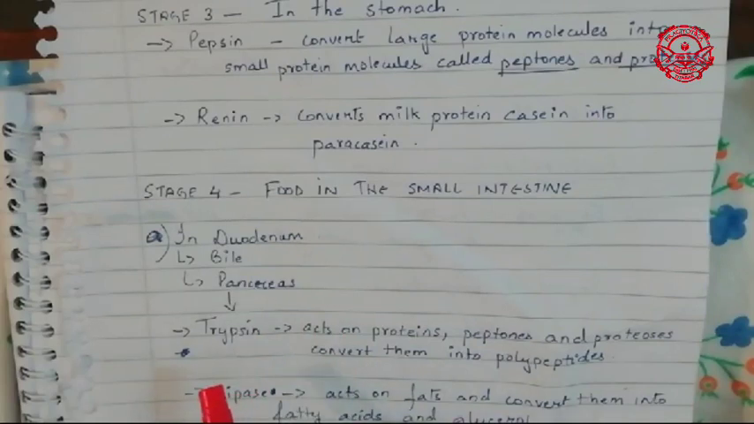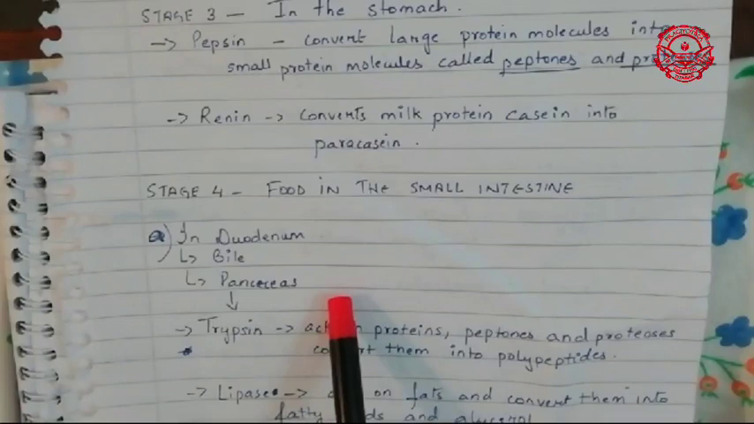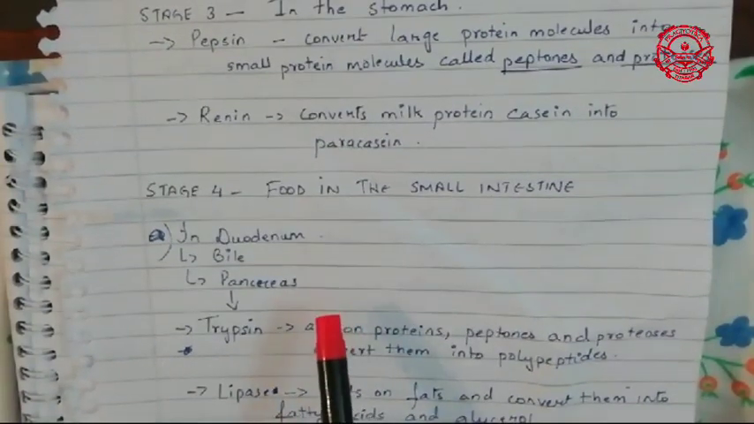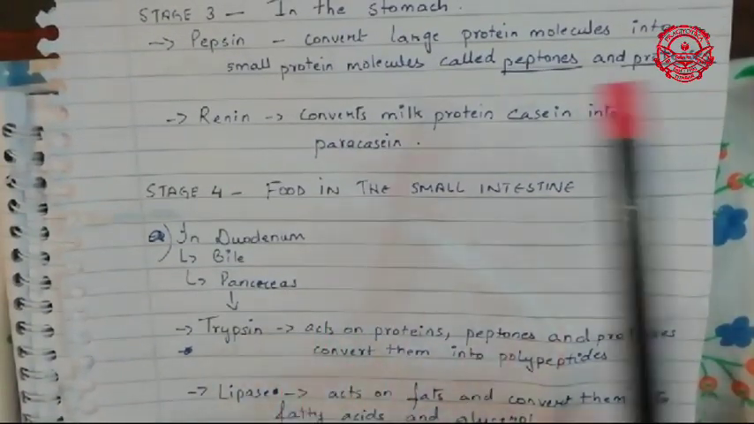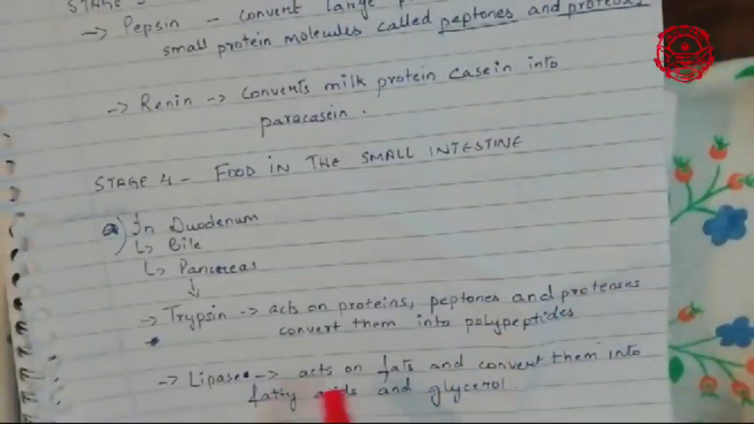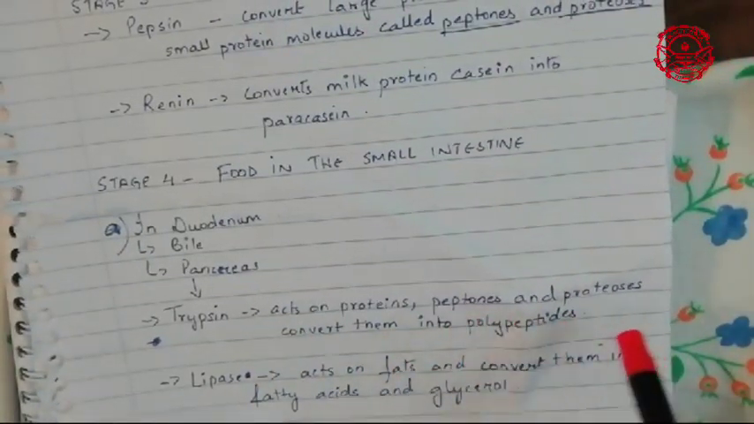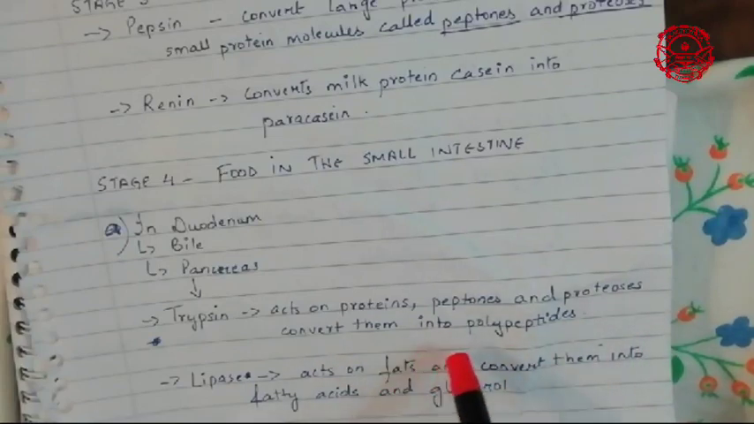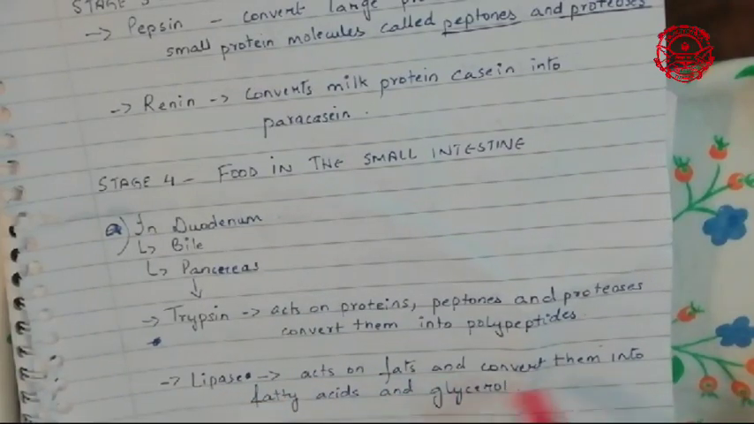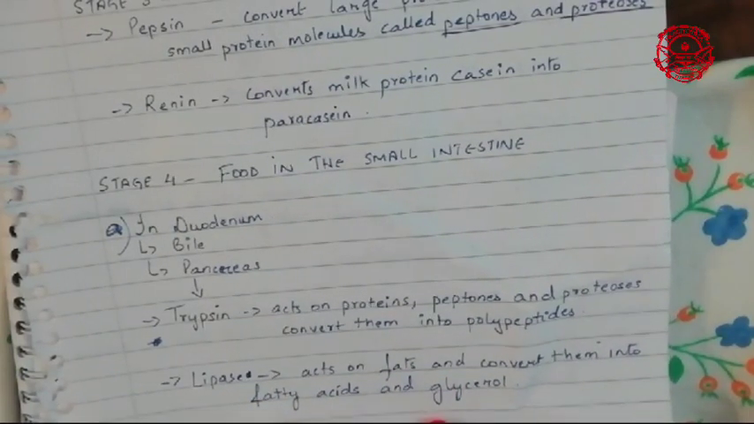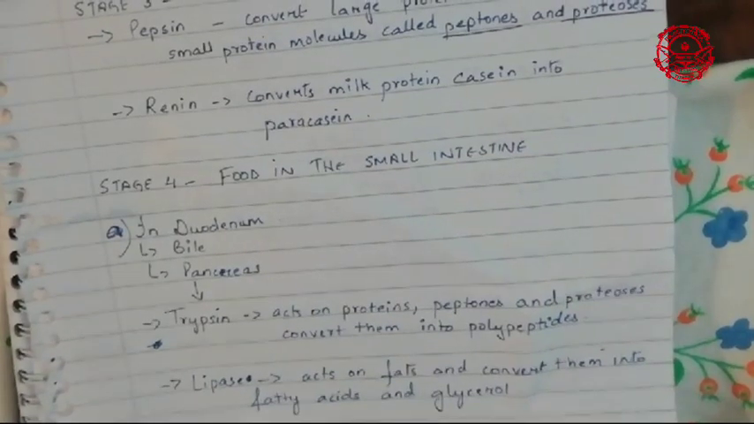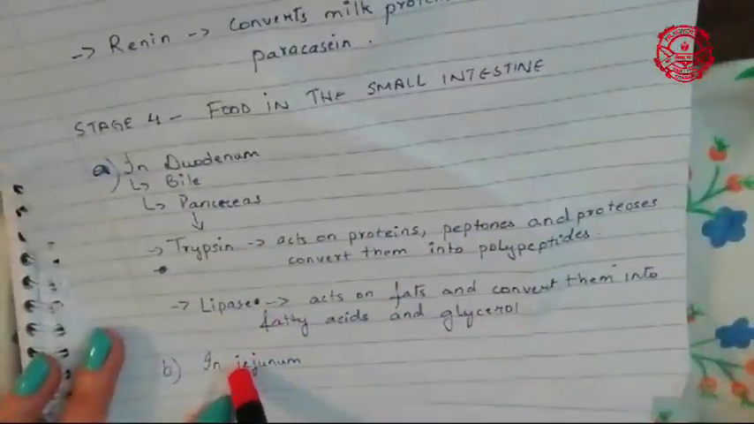And then another one, the pancreas. The pancreatic juice is secreted by your pancreas. This pancreatic juice has two types, that is your trypsin and your lipase. Your trypsin will act on your proteins, peptones and proteases, and convert them into polypeptides. And then your lipase will act on the fats, and convert them into fatty acids and glycerol.